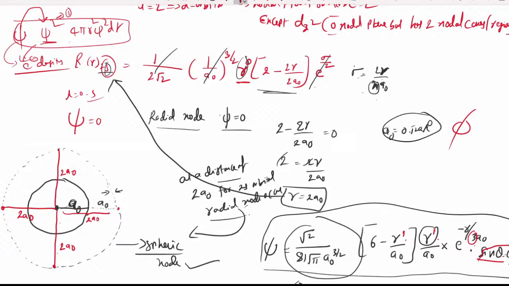Yes, sir. And 4 pi r square psi square indicates, irrespective of the direction, the electron probability at a distance r from the nucleus.